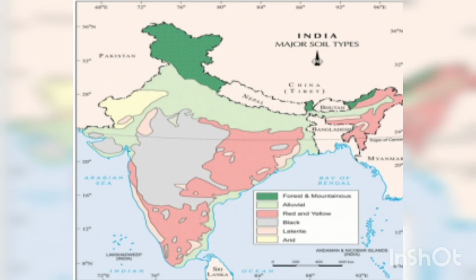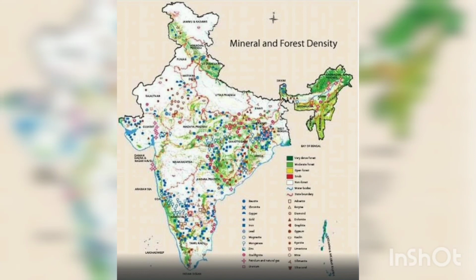Here one more map is coming for you. This is mineral and forest density. Mineral and forest density, they have marked it. Right side again they have given an index which will help you to mark the places, and these types of maps are called thematic map. Based on, you have physical map, will show you the geographical features, then you have the political map, and now you have the last one as the thematic map.